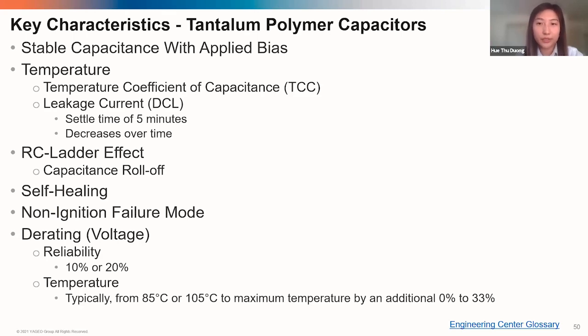These parts also experience the RC ladder effect. So as these parts go up in frequency, they will lose capacitance. This also affects aluminum polymer parts as well.